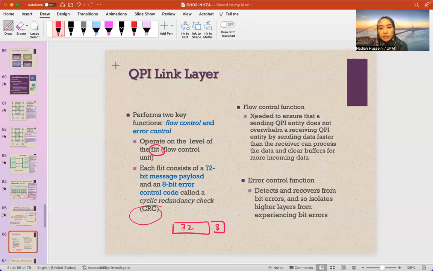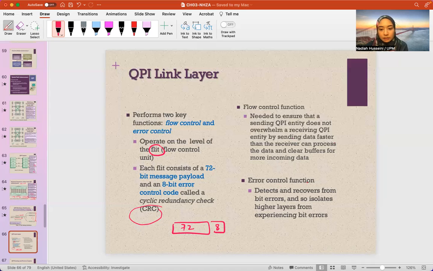The flow control function is needed to ensure that the sending QPI entity does not overwhelm a receiving QPI entity. Remember that you have the receiving and the transmission. So it manages this so that the receiver is not overwhelmed. So this is the function of the link layer.